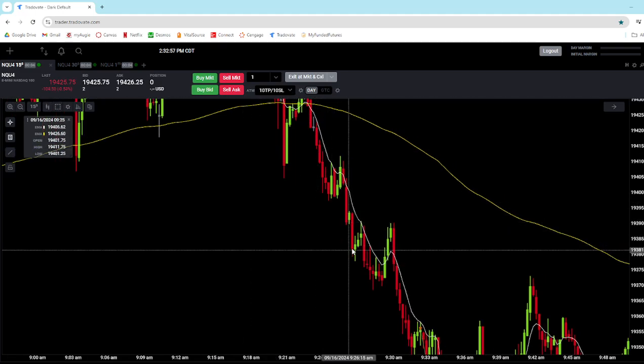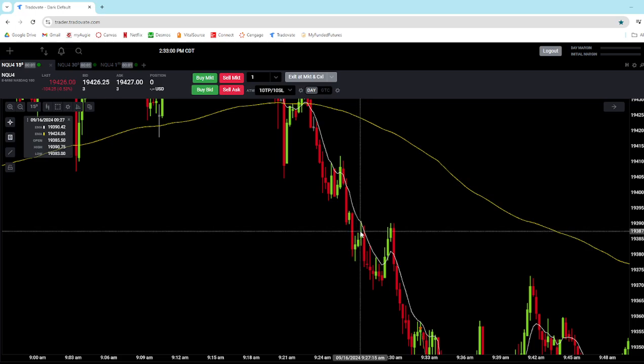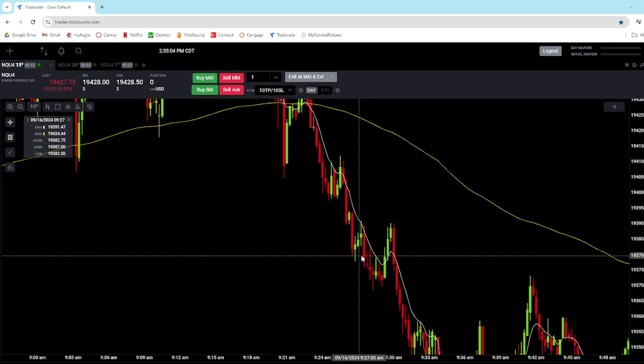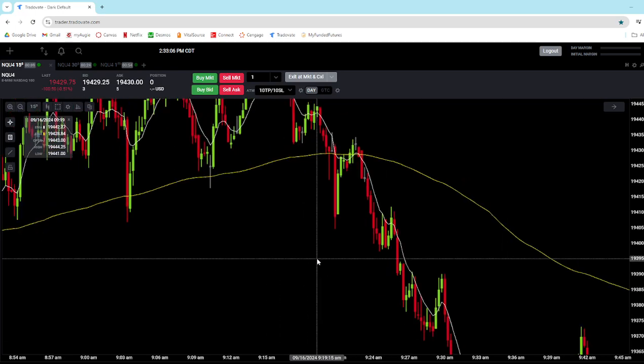Where most of these trades are, where it's the 3 candles, I'll usually take 10-point wins. That's $200 right there. So that would have been a $200 trade.